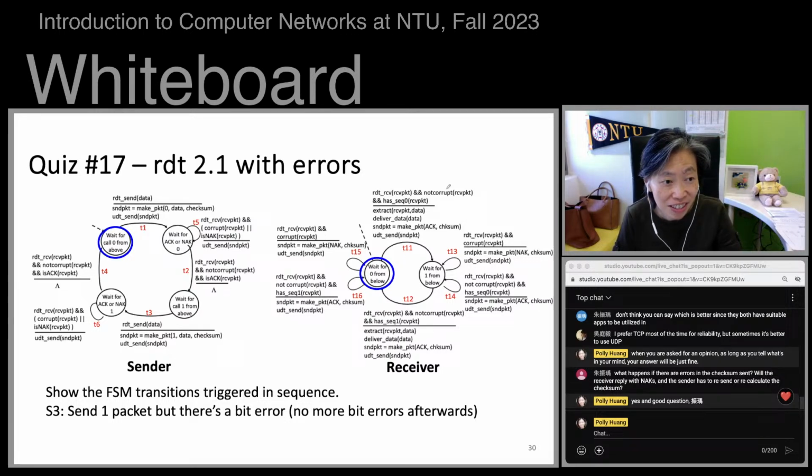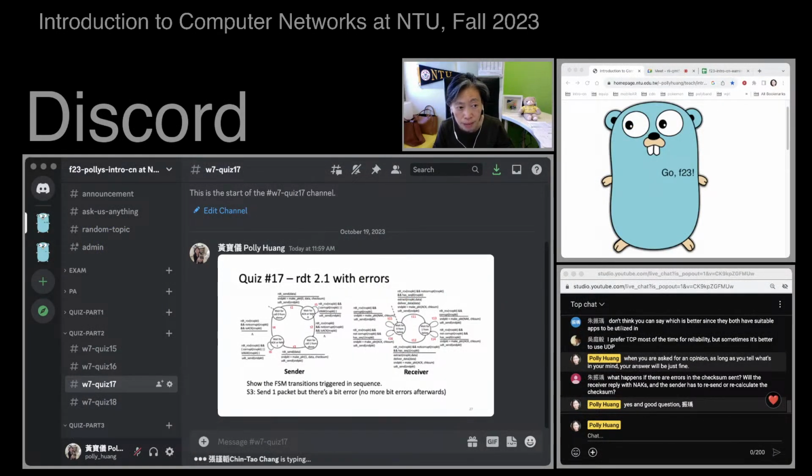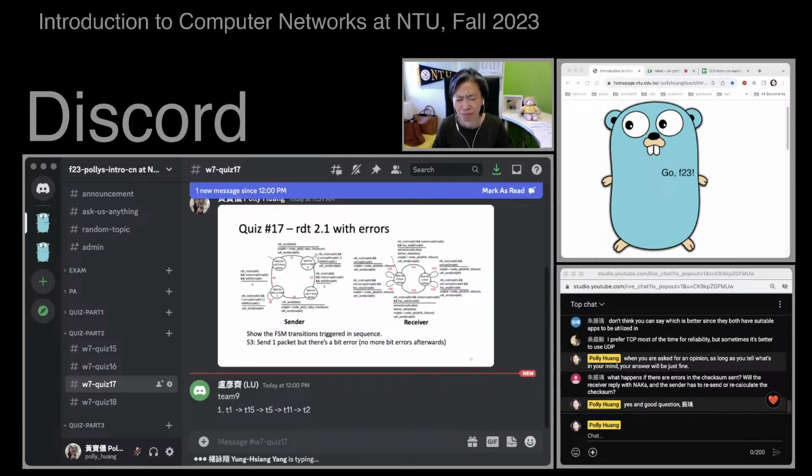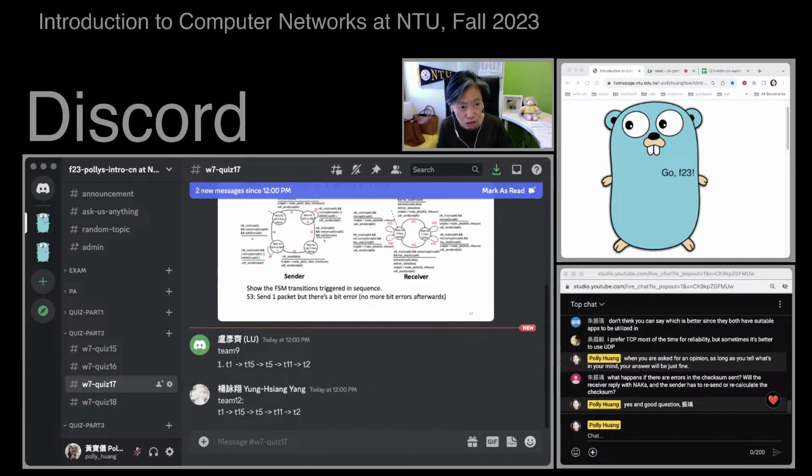Find the transitions that will be triggered in sequence until the whole system stabilizes, typically eventually taking T2 or T4 where there are no more actions. Now let's go to the Discord space, channel W7, quiz 17. Polly will also take the quick solvers for this one. You guys have 3 minutes, and let's start.